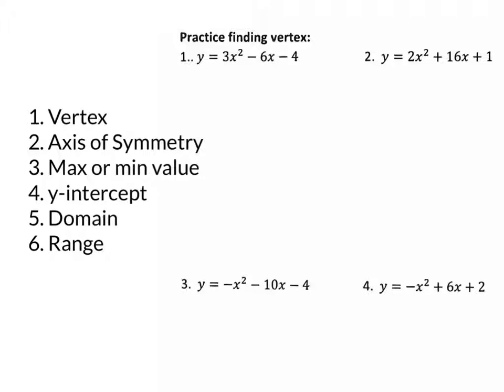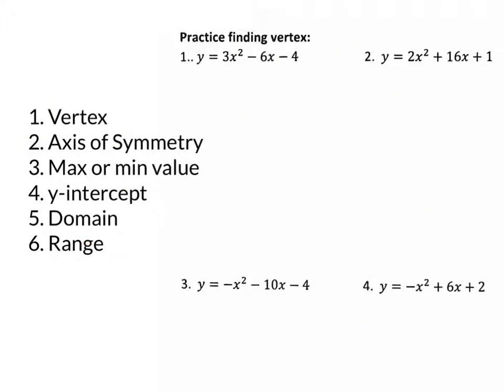And let me tell you how I'm going to ask it. You will be responsible to answer any one of these, all right, or all of these, right? You need to be able to state the vertex of any one of these 4, state the axis of symmetry of any one of these 4, state the max or min of any one of these 4, state the y-intercept, state the domain, and the range, right? So that's 6 different things I could ask of any of these.